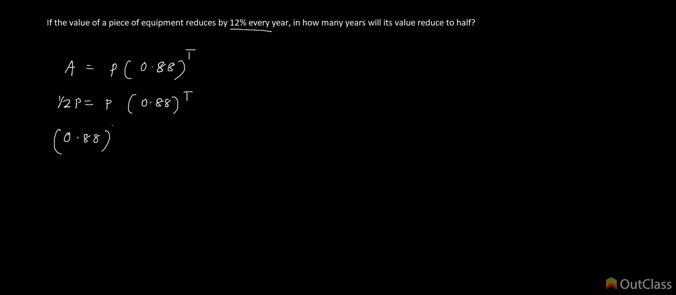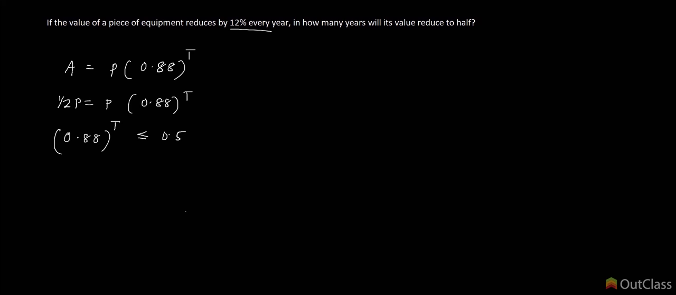If the value of a piece of equipment reduces by 12% every year, in how many years will its value reduce to half? So your amount is principal into 0.88 raised to the number of years, and your amount is basically half of P. So essentially we're trying to find out how many times should I multiply 0.88 with itself until I get a value less than or equal to half. That is what we want.